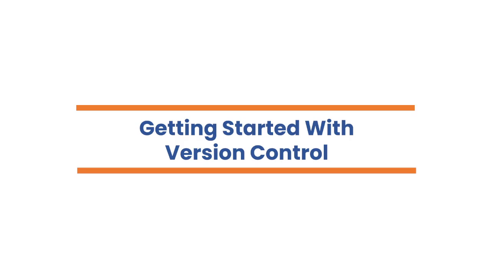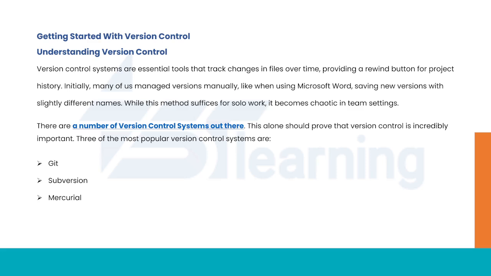In this video, we'll be discussing how we can get started with using version control. But before that, let's take a moment to understand what version control is. Basically, version control systems are essential tools that track changes in files over time. And this provides a rewind button for project history.